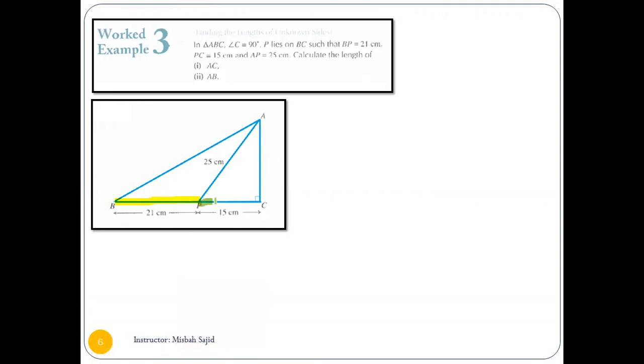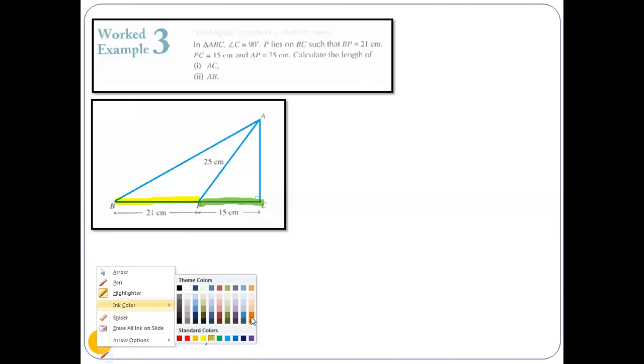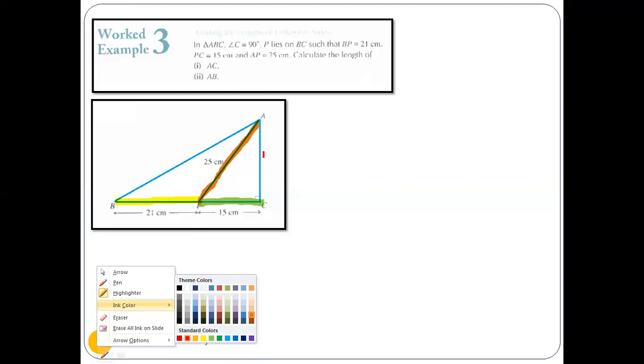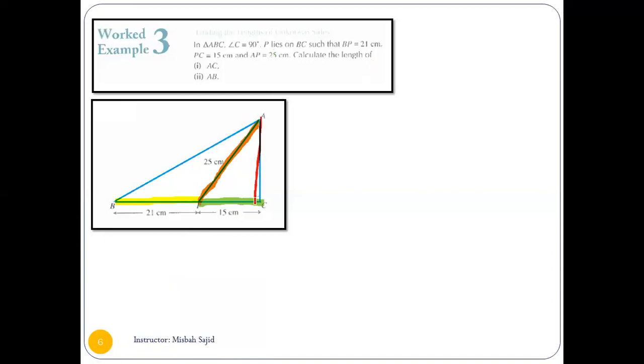With a different color. And next, AP is equal to 25 centimeter. This side AP is equal to 25 centimeter. Let me highlight this side as well with a different color so you can differentiate easily. And calculate the length of AC. We have to find the length of AC, that is this, and AB, that is this. I hope this is clear to you all.